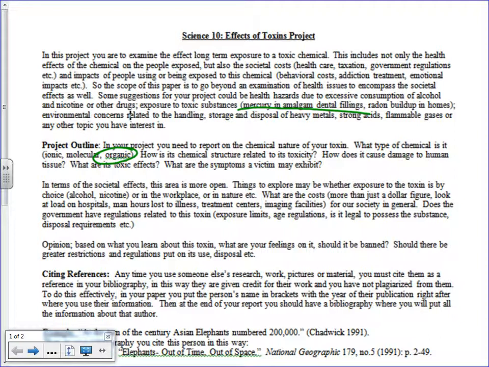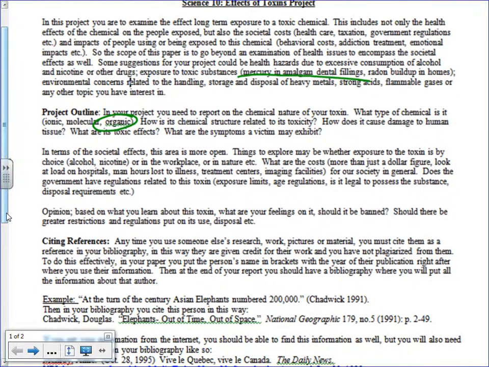That's a contradiction in terms. There's no good toxin. It's like military intelligence. All right? Okay. There's no good toxins. If something's good, it's not toxic. Okay. All right.